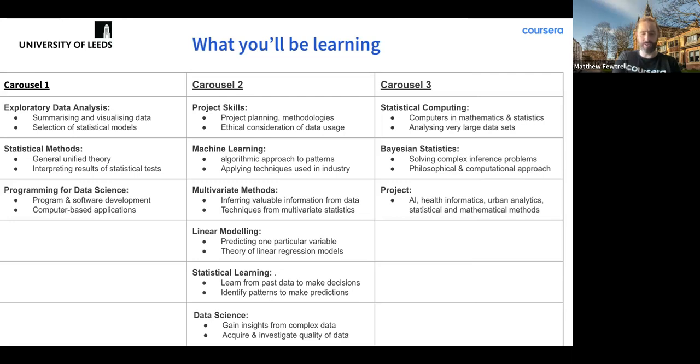And finally, you'll move on to the advanced carousel, where you look at statistical computing, where you'll be using computers for mathematical and statistical analysis of large data sets and looking at the Monte Carlo methods. The second module will be Bayesian statistics, where you'll be introduced to the Bayesian approach to statistical inference and decision-making, covering both philosophical and computational aspects of the Bayesian approach.